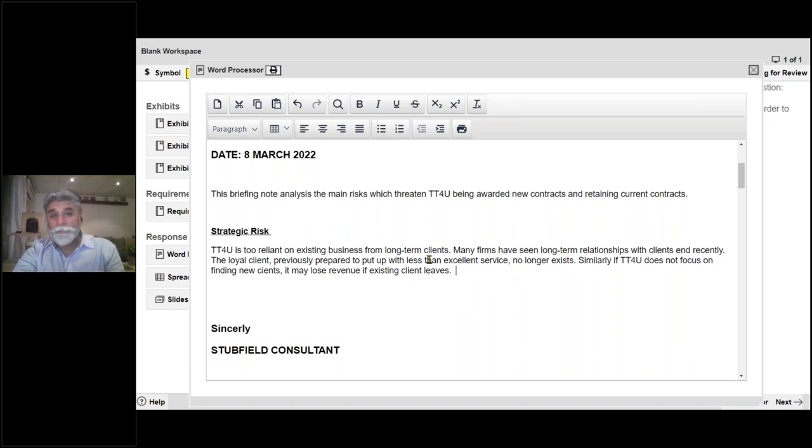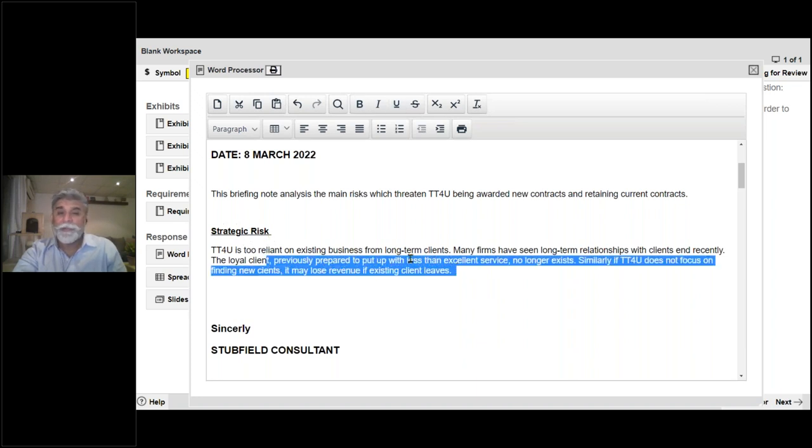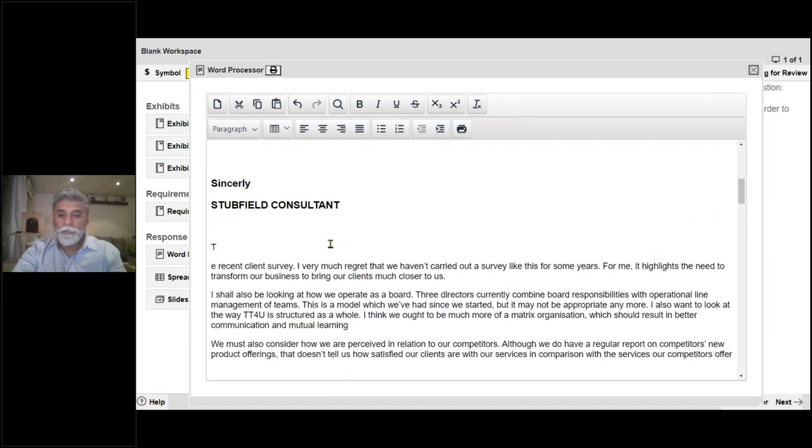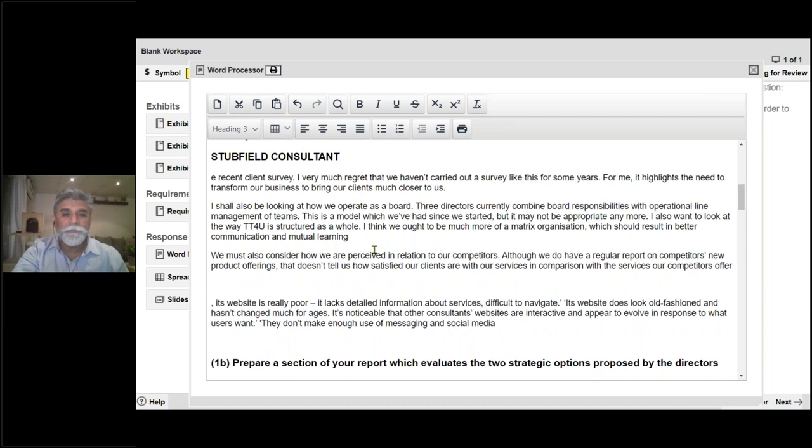And the root cause is bad strategy. That's it. What will be the root cause? It's understood that this is a strategic risk. The root cause is bad planning, bad strategy. That's about it. Now, what about other points?